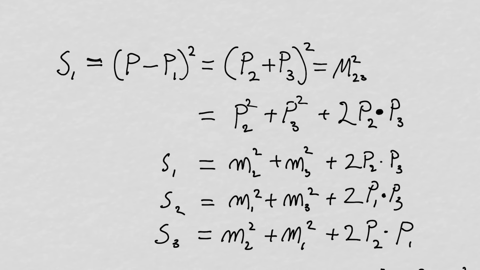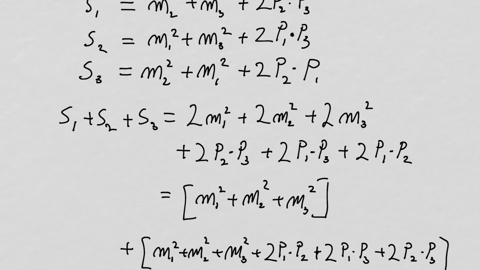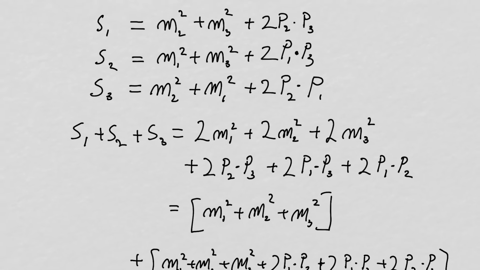So that's the first thing to understand about these invariants, but now let's add them all together. Let's add up S1 plus S2 plus S3. And adding them up's not hard. From S1, you get an M2 squared, but you also get an M2 squared from S3. So you end up with 2 M2 squareds. Same with M3. There's 2 of them here. You end up with 2 of them, and same with M1.